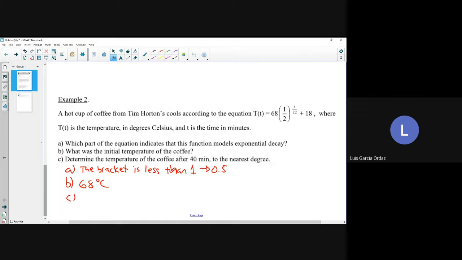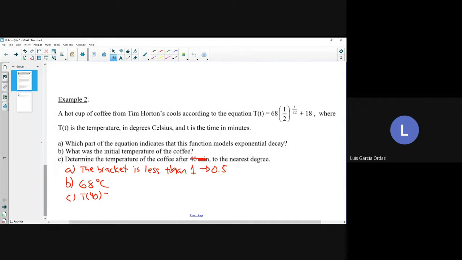So determine the temperature of the coffee after 40 minutes to the nearest degree. What am I going to sub in for t? It says in the question. Determine the temperature of the coffee after 40 minutes. Yes, Benny? We're going to sub in 40 for t. 40? Yep, because it's 40 minutes. Oh, I didn't see that. I was looking at the equation. My bad, it's in the question.